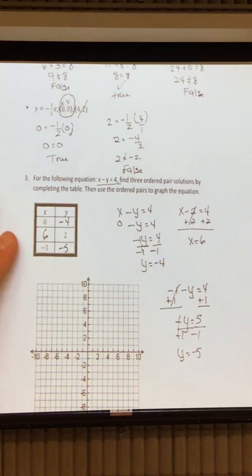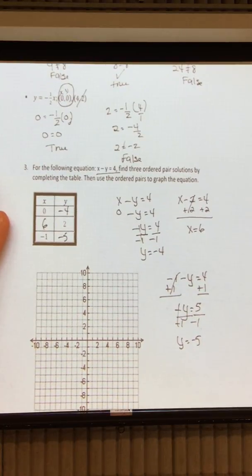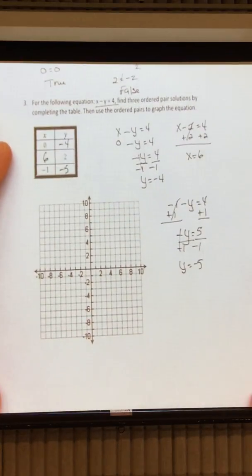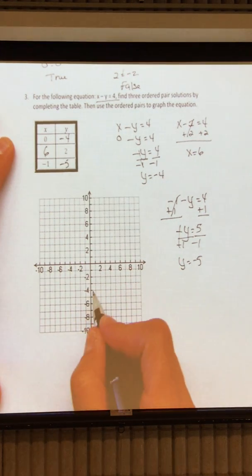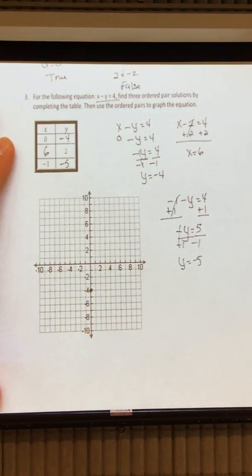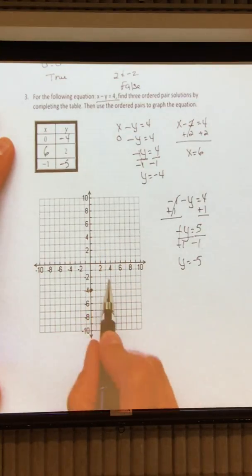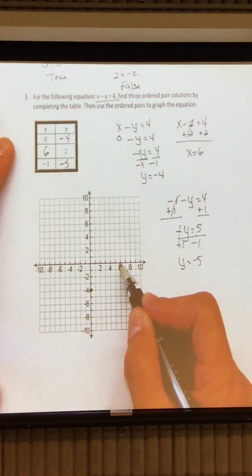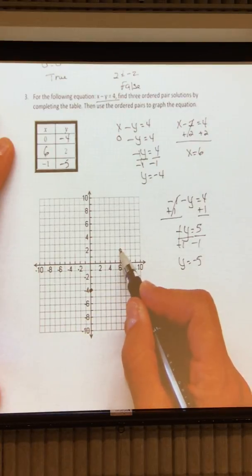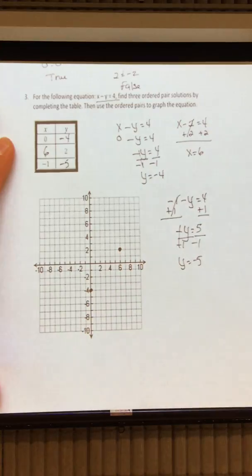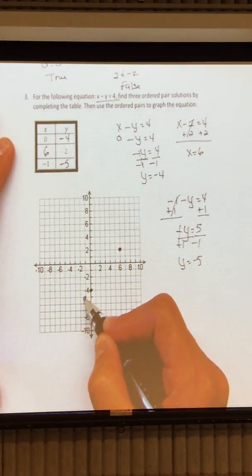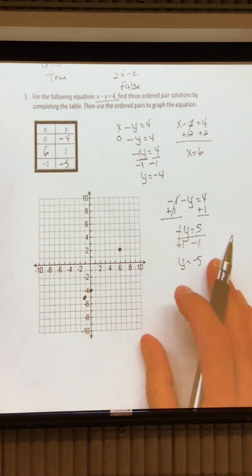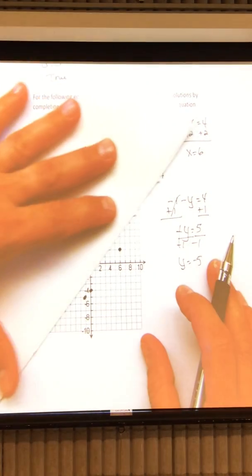Now let's graph these points on our table. So 0, negative 4 is right here. This is your y-intercept, negative 4. Let's plot x is 6 and y is 2. We have 6, 2 is right there. And negative 1, negative 5 is right here. And let us draw the line through the points.